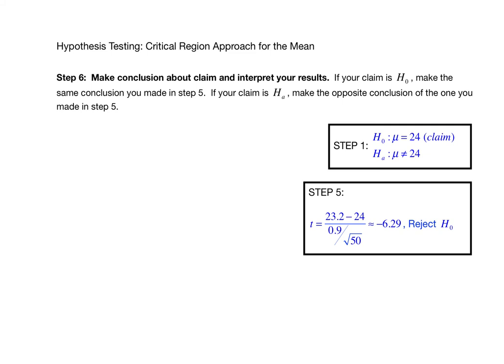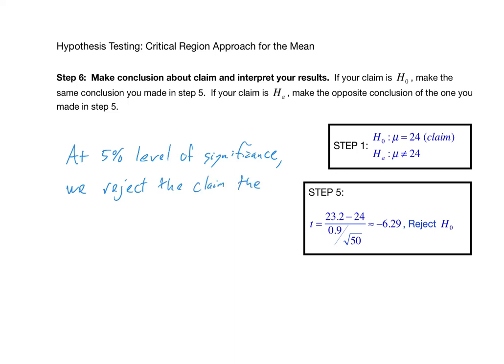So again, we did this at 5% level of significance. So at 5% level of significance, we reject the claim that the mean battery life is 24 hours. We've now officially completed our first problem on hypothesis testing on the mean using the critical region approach.